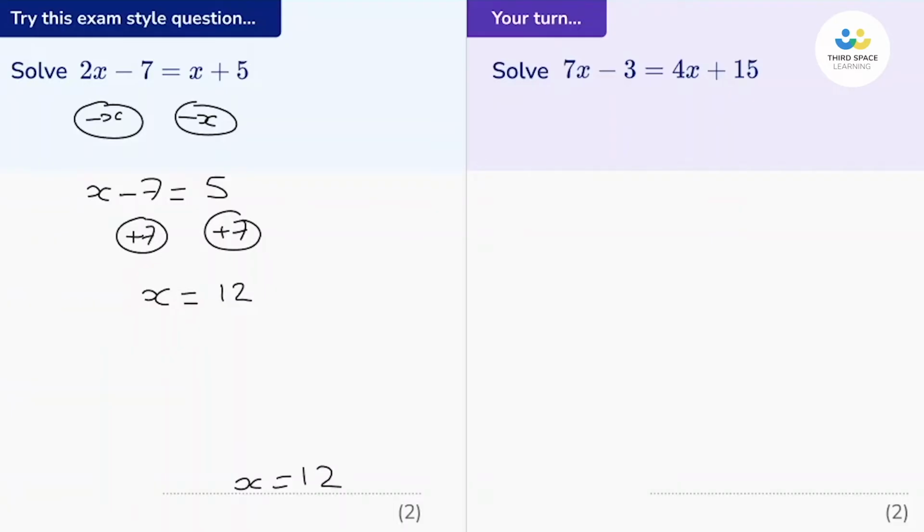The marks here come from attempting to get the x's on one side of the equal sign, and then the second mark for the final correct answer.